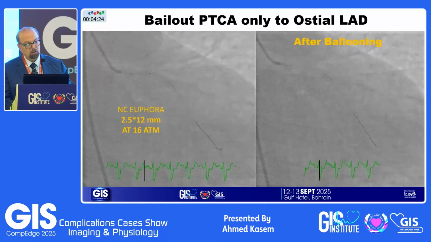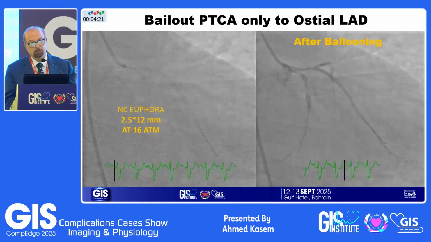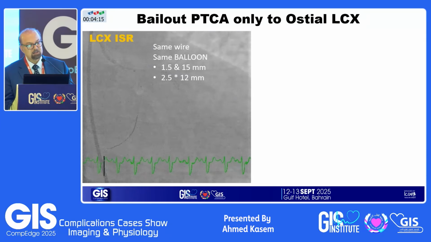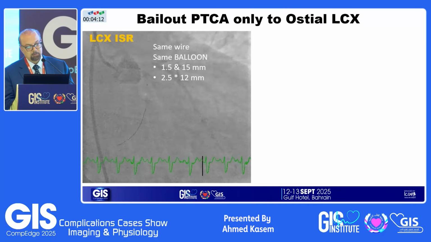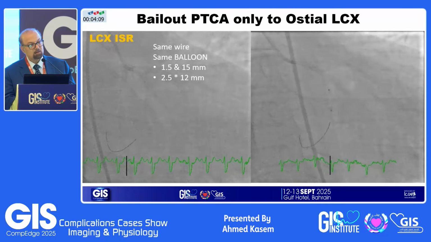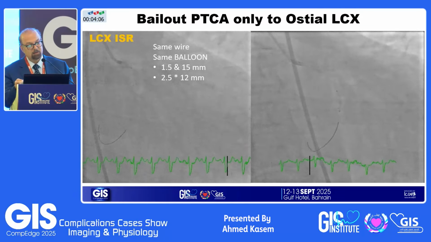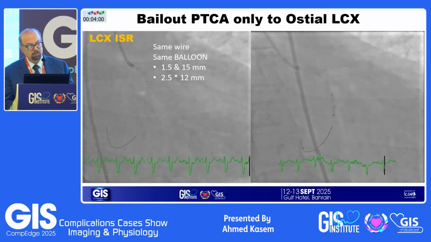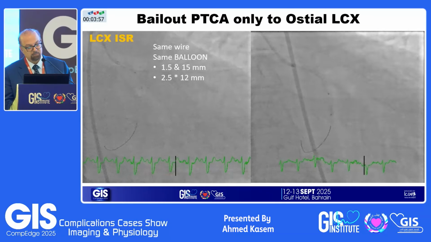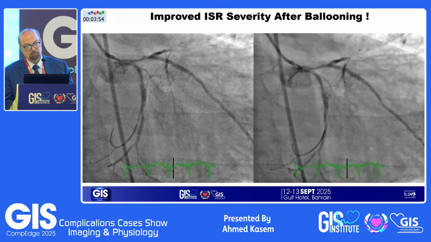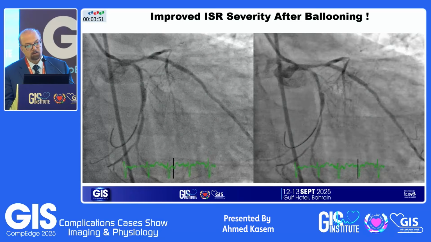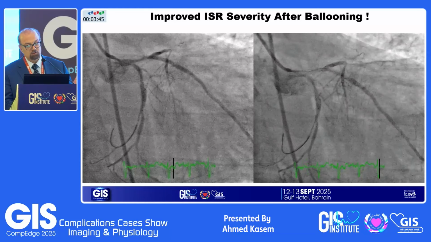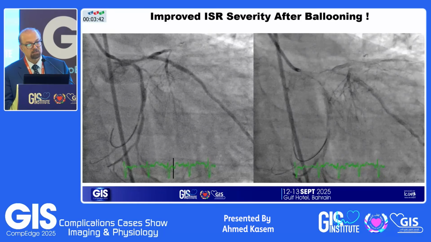So I used an NC balloon 2.5 by 12 in the proximal LAD, improving this stenosis, and by the same wire, immediately, because the patient was still distressed. I did not use both wires because there was no time. I took the wire to the L6 and, with the same balloon, dilated the two lesions in the left circumflex, proximal and mid. And this is after balloon dilatation, with improvement in the severity of the lesion. I planned to stop here and refer for discussion with the surgical team.